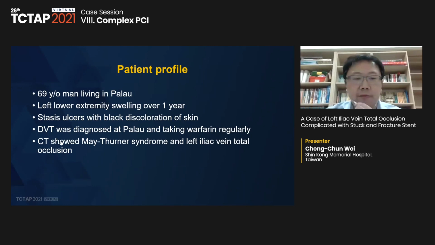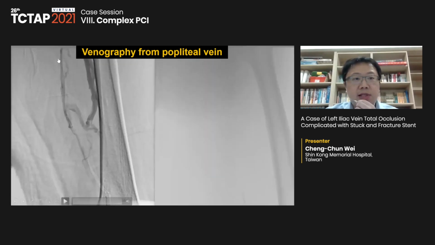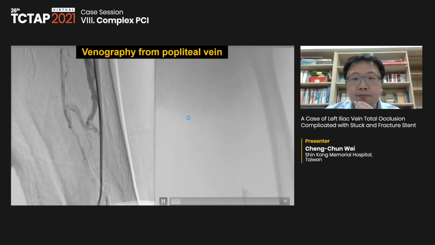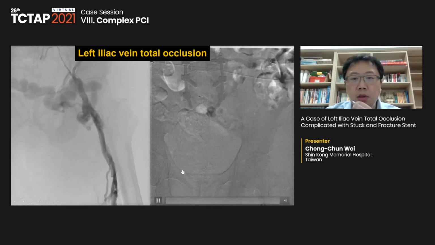He was referred to our hospital, and this is the venography from his left popliteal vein. There was some partial thrombosis over his superficial femoral vein, and the major flow came from the collateral beside the SFV, like this. Over the common femoral vein level, there is a huge sausage-like collateral from one femoral to the other side. And the left iliac vein was totally occluded, with some complex connections inside the CTO body.